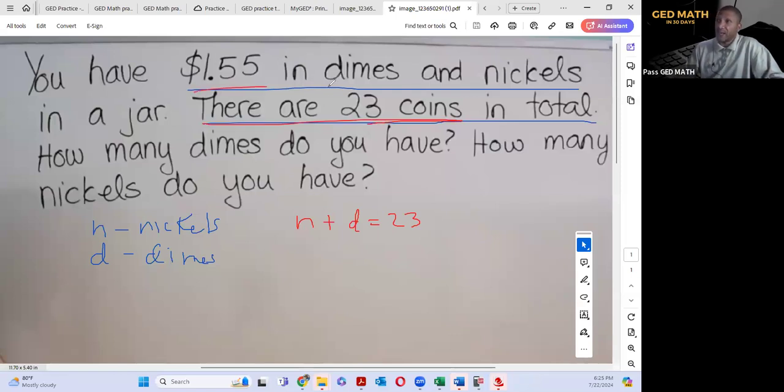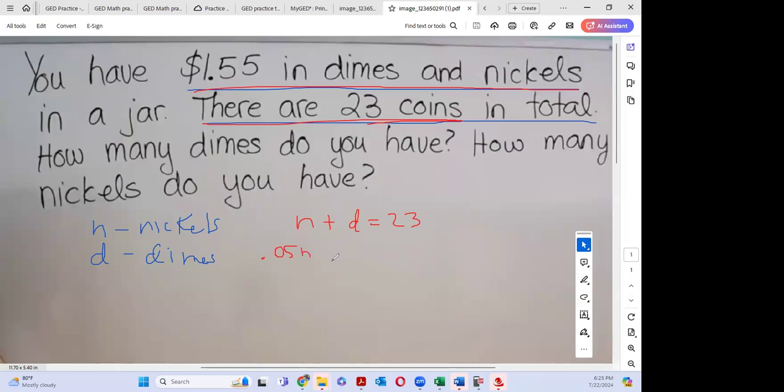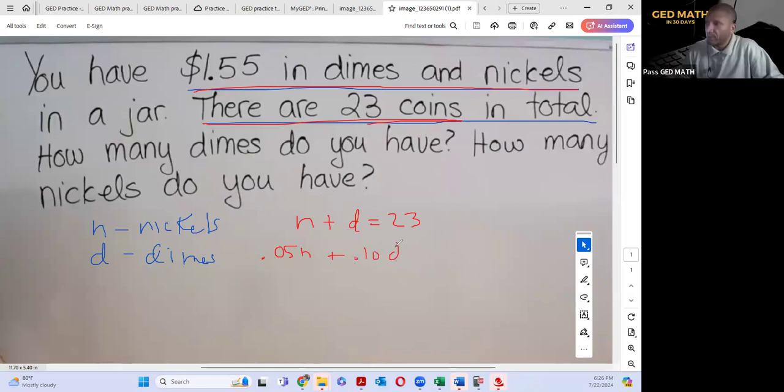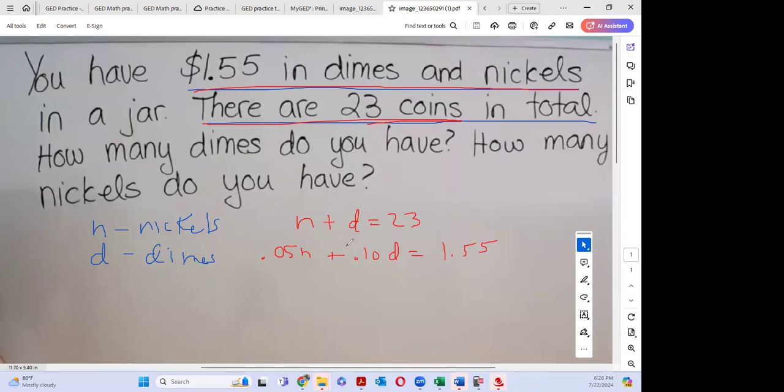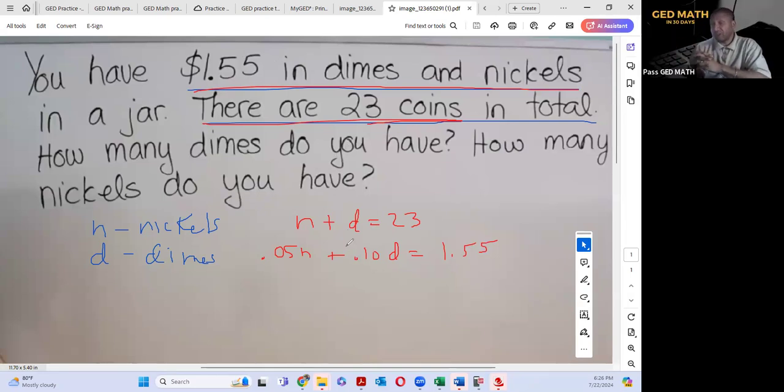The second point is I need $1.55 with all the dimes and nickels. Well, we know how much a dime and nickel is. So we have 0.05 times the number of nickels plus 0.10 times the number of dimes equals $1.55. Everybody understand that? Okay. This is why this is considered a difficult problem.